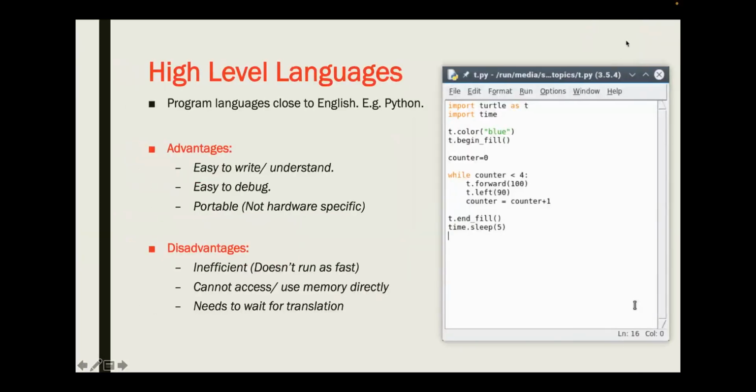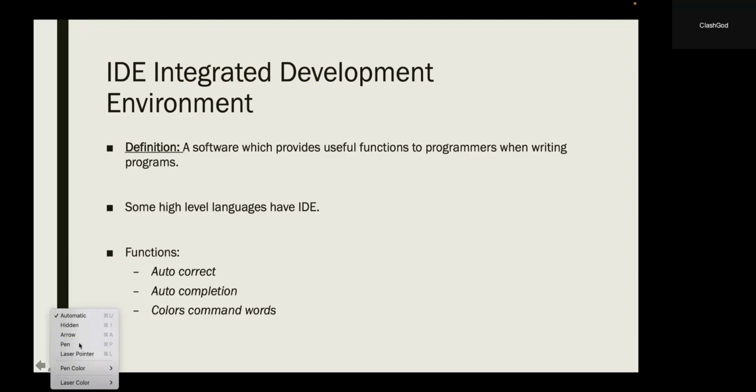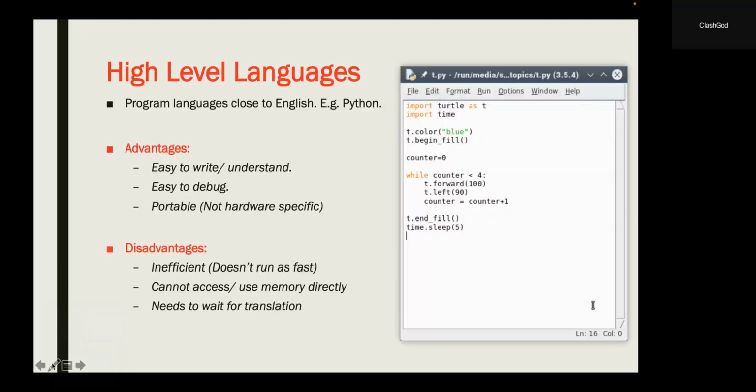So high-level languages. This is what we're going to talk about first. Now, high-level languages are program languages that are very close to English. For example, if you take a look at this piece of code on the right here, it is an example of a high-level language. It's Python. A lot of the things that you see are very similar to English. Like import, as, color, begin, counter, while. All of these are very, very similar to English. So high-level languages are basically like the languages that we use.